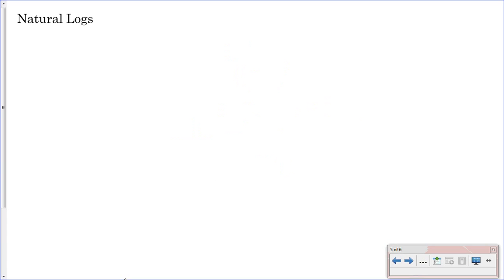Now, natural logs. If you remember the natural base of e, if you have a log with the natural base of e, all right, it has a special name.